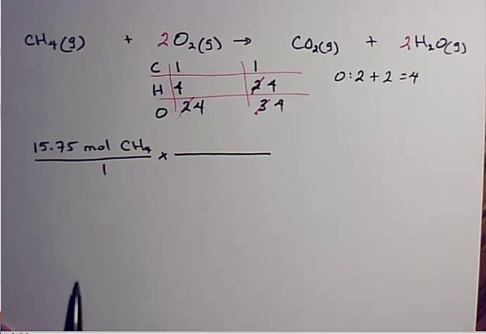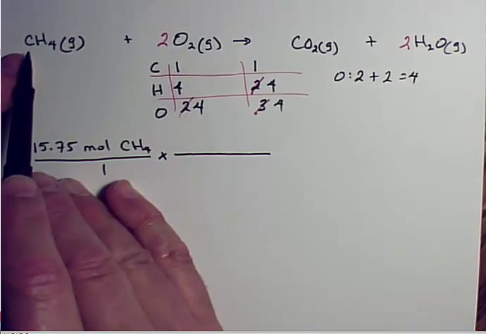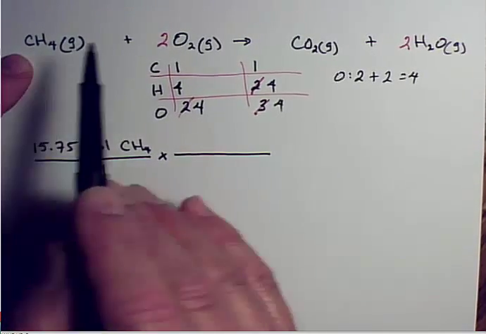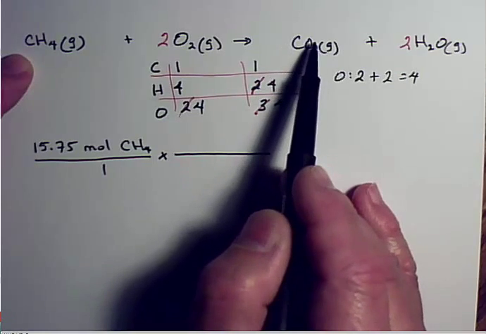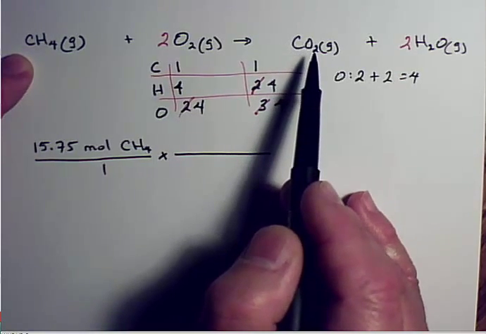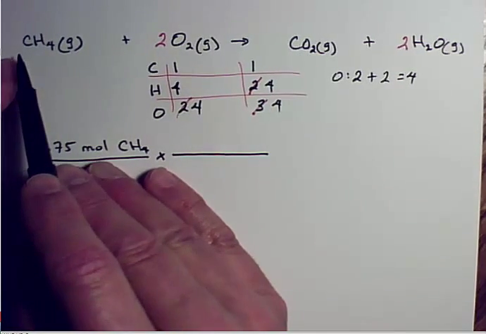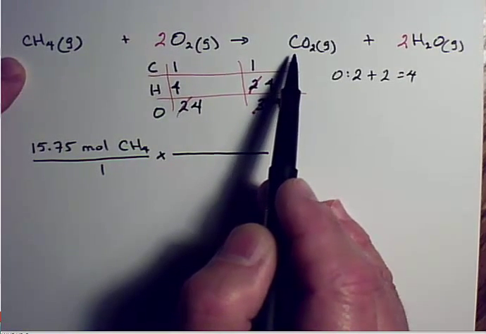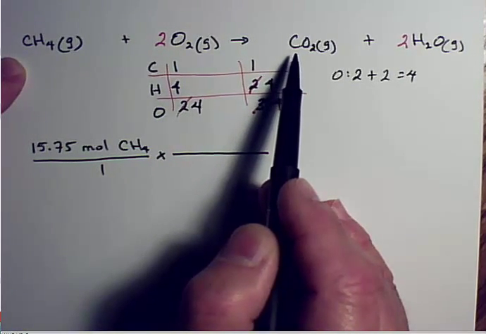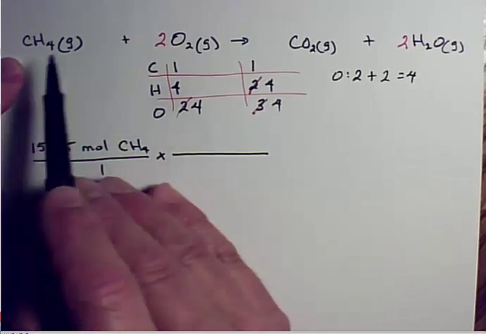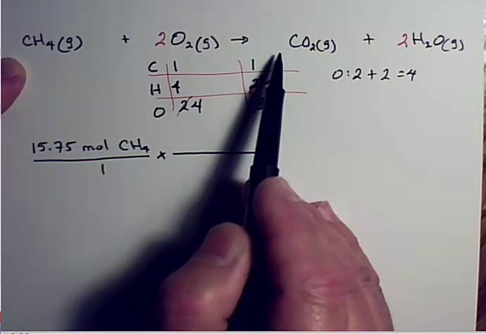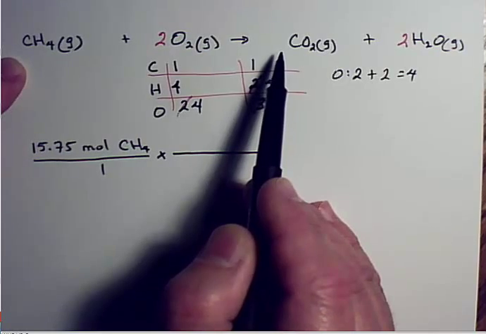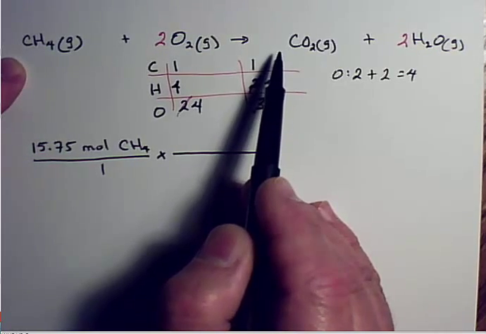Simple. Anytime you're going from one chemical species, like this methane, to another chemical species, like this carbon dioxide, you have to have a molar ratio. So what's the ratio of the number of moles of methane to the number of moles of carbon dioxide? What is the ratio? 1 to 1. Right. This isn't hard. 1 to 1.